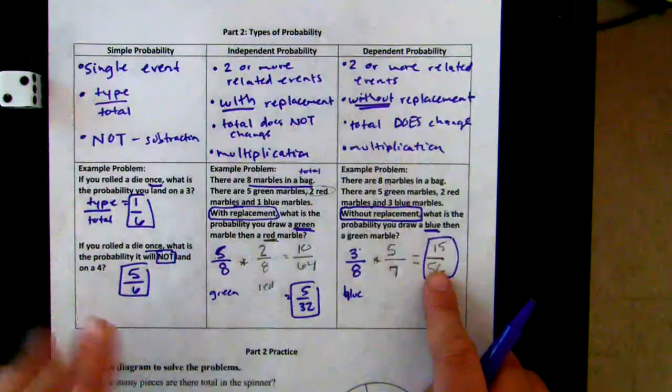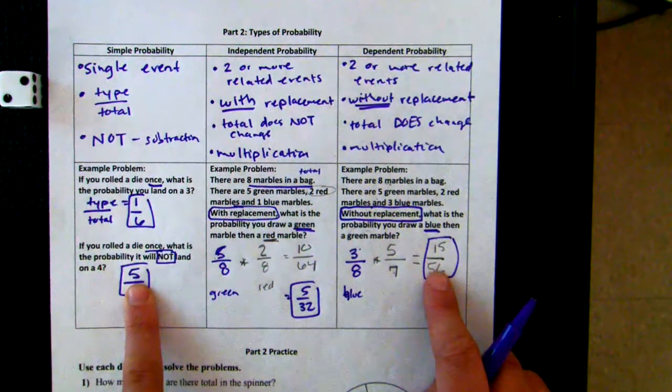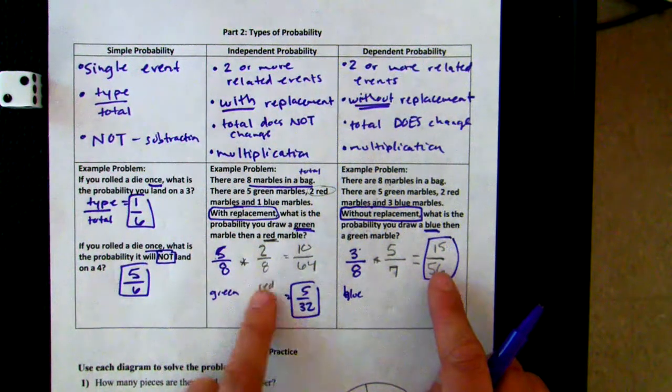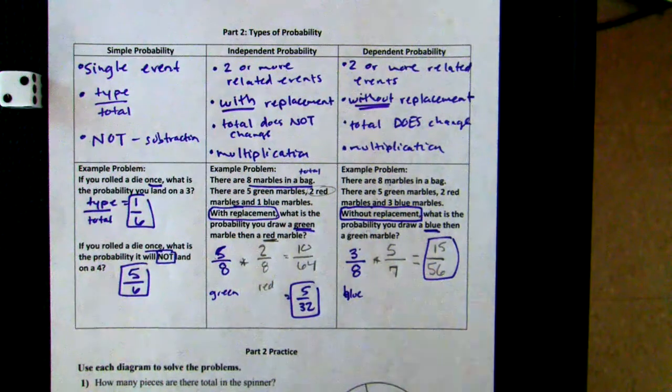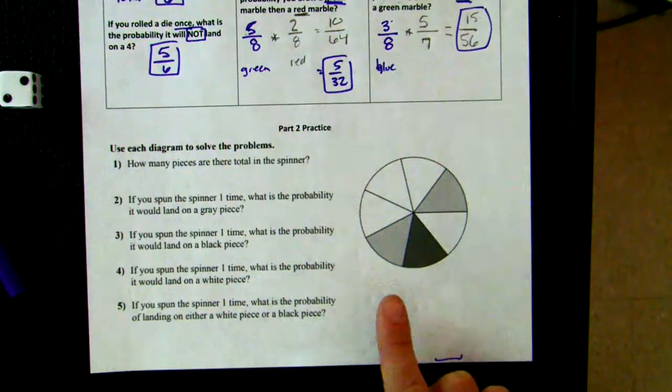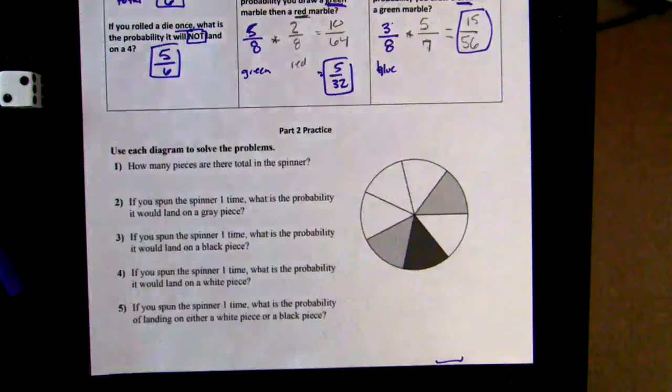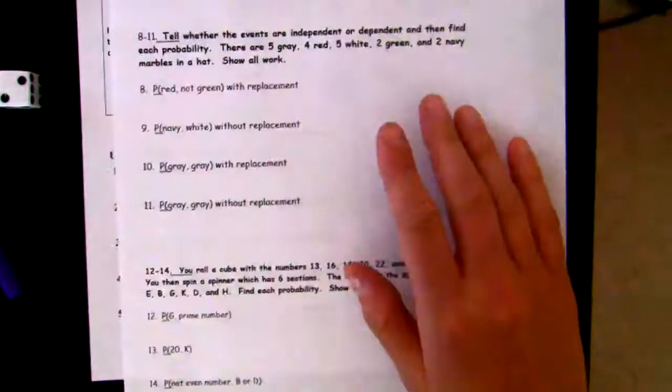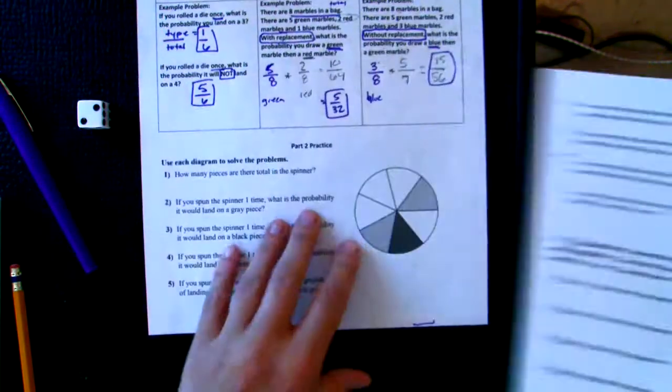Okay, so simple probability is a single event, type over total. Independent is with replacement, dependent is without replacement. What you are going to do next is pause and practice and finish this section and this section of practice problems, and then that will bring us to our quiz. Check your answers on the board as you work.